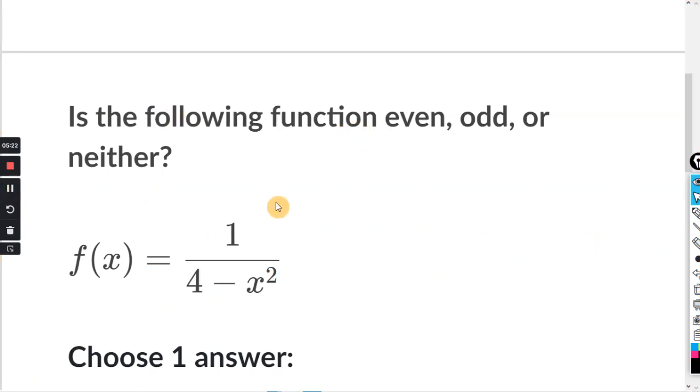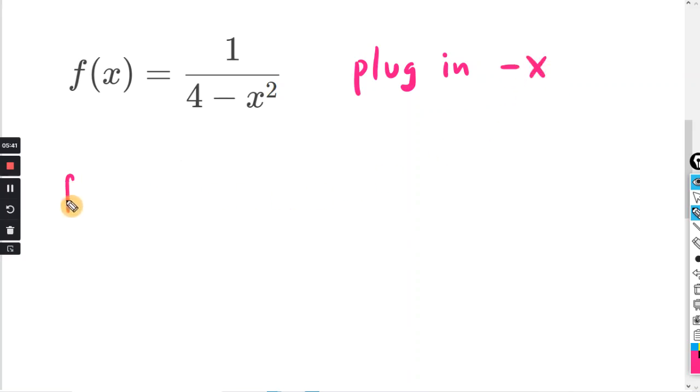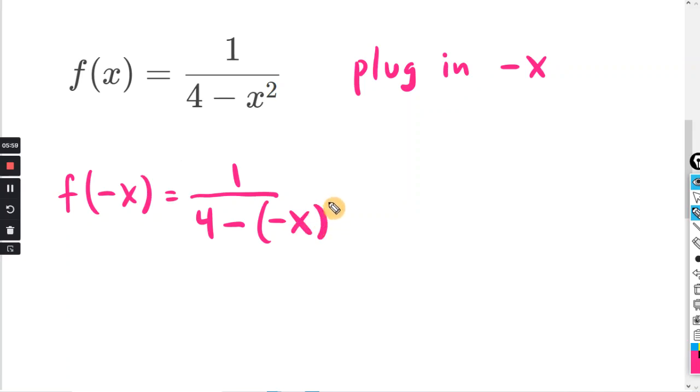Is the following function even, odd, or neither? Here's our function. Remember, the first step on all of these is to plug in negative x. So let's evaluate f of negative x for starters. We have 1 divided by 4 minus, and we're plugging in negative x in place of x, so that's negative x squared. We have 1 over 4 minus. Recall that when you square the negative, it just becomes positive, so that's x squared.